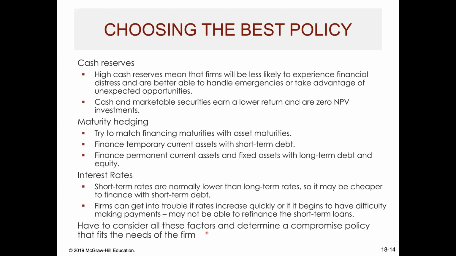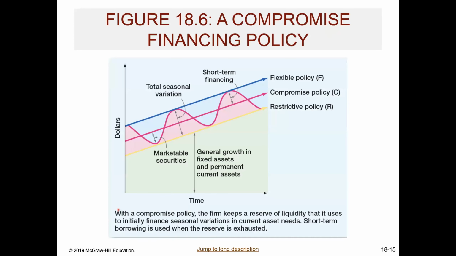So we have to consider all these factors: cash reserves, maturity hedging, and interest rates, and determine a compromise policy that fits the needs of the firm. So this is what it would look like. You'll remember we had this seasonal variation going up and down. We had a very flexible policy, that's F, and that means we will always have on hand what we might need for emergencies or seasonal variations. Or we have our very restrictive policy, which means we are looking to have as little as possible, even realizing that we're going to have issues during the seasonal variation.